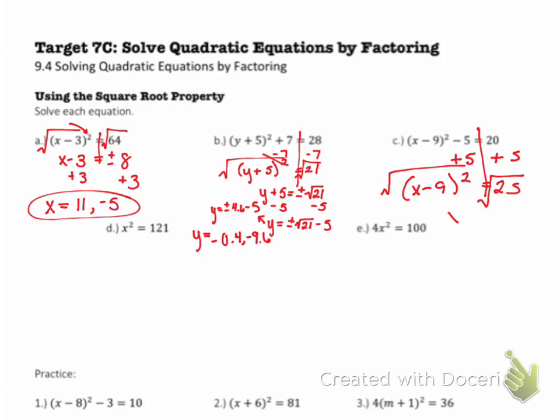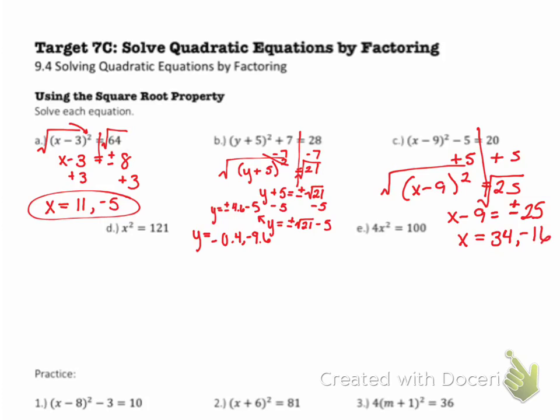And so that gives me x minus 9 is equal to, remember, positive or negative 25. And then I would add 9, and I'm going to get 2 different answers. So 25 plus 9 is going to give me 34. Or negative 25 plus 9 is negative 16.